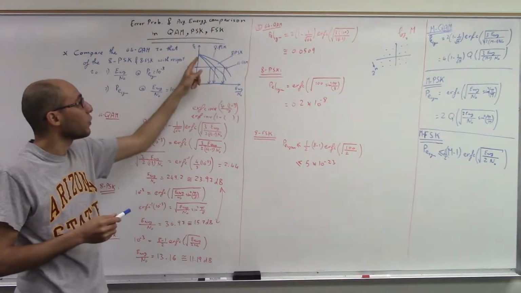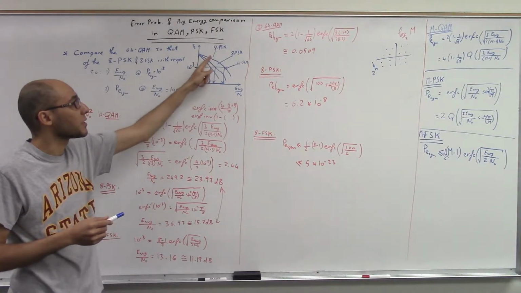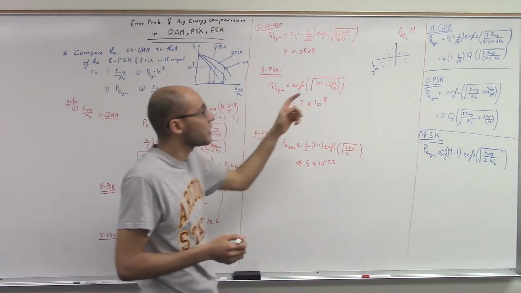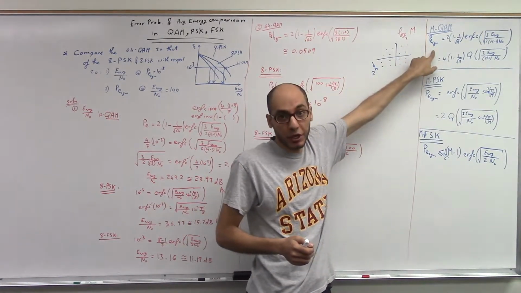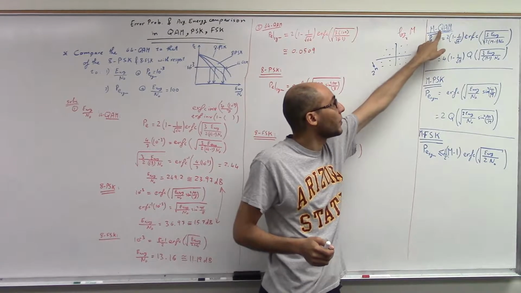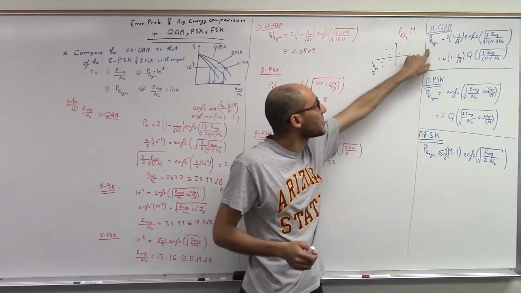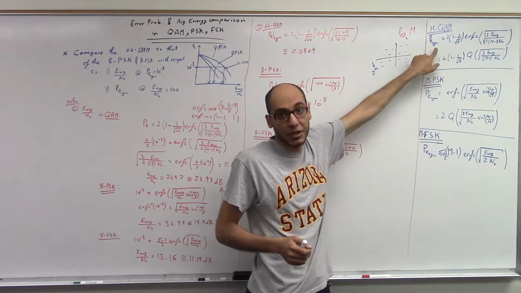Okay? So I need to know first what the equation for each curve is. So the equation is given by these three equations. That's the probability of symbol error for the QAM, the M QAM. And remember that this is the symbol error, not the bit error.